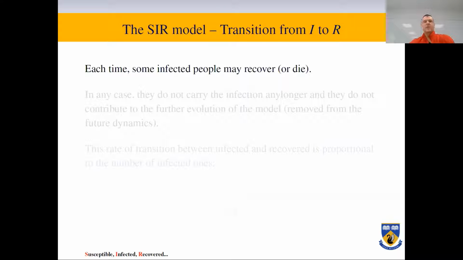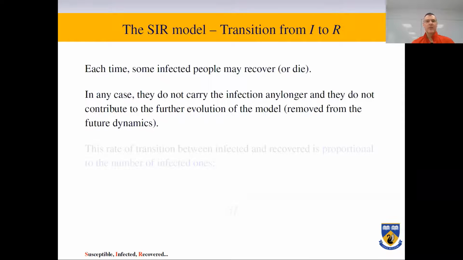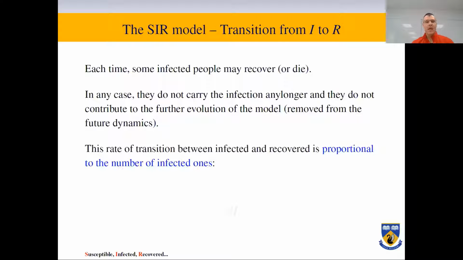Okay, then we have to model the transition between I and R. So from I to R, well, at each time, some infected people may recover or die. In any case, this person will be removed from the dynamics. And once the recovery or removal takes place, this person cannot carry the infection to the other susceptible individuals.